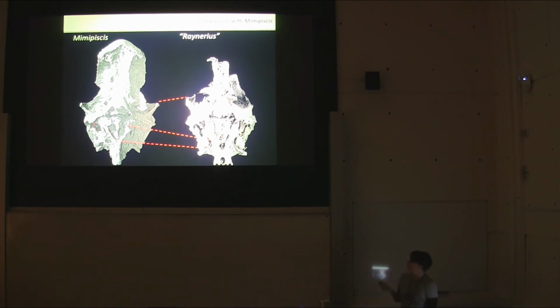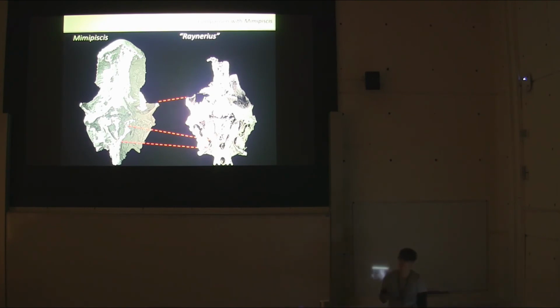So Mimipiscus has got this elongate, very narrow occipital region, whereas it's much shorter in Reinerius. The portion of the brain case in which the lateral dorsal aorta are carried is much longer in Reinerius, and the postorbital process and lateral commissure is much narrower in Mimipiscus.